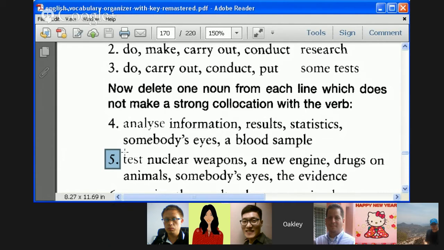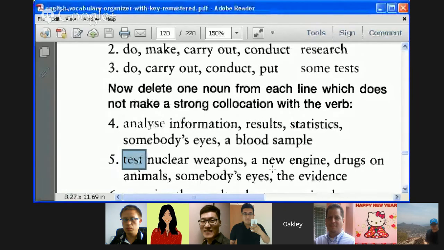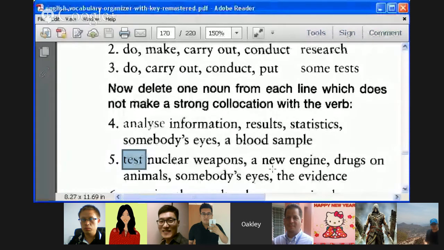Abraham, how about, what do you think? Test. Test nuclear weapon. A new gene, drugs on animals, somebody's eyes, the evidence. Which one is the worst? Actually, I think all of these are possible, frankly. One of them's not so good. Which one do you think? There's nuclear weapons. Oh, we definitely test nuclear weapons. That's definitely almost, I would say, a strong collocation.